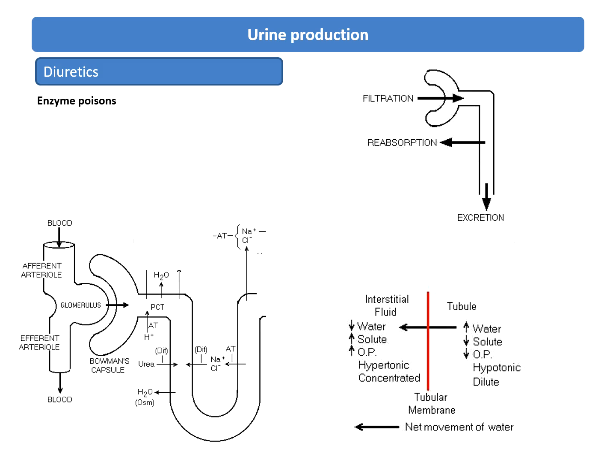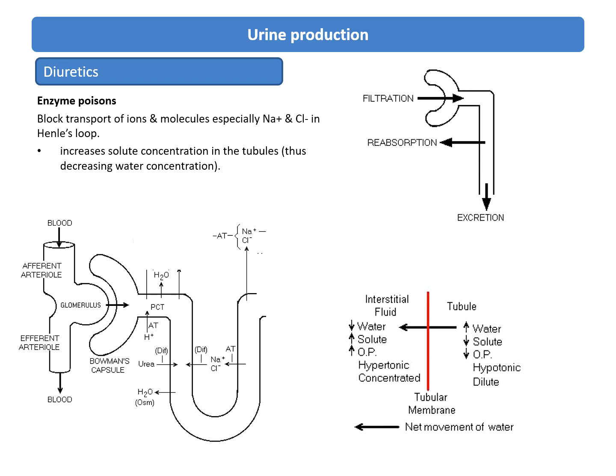Another type of diuretic are the enzyme poisons. They block transport of ions and molecules, especially sodium and chloride, in Henle's loop. Increased solute concentration in the tubules, thus decreases water concentration. This opposes water reabsorption and excess water is lost. An example is a diuretic called hydrochlorothiazide.